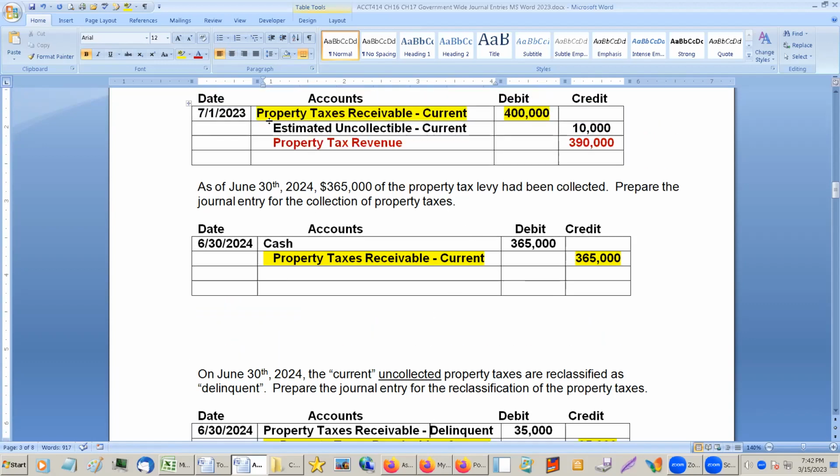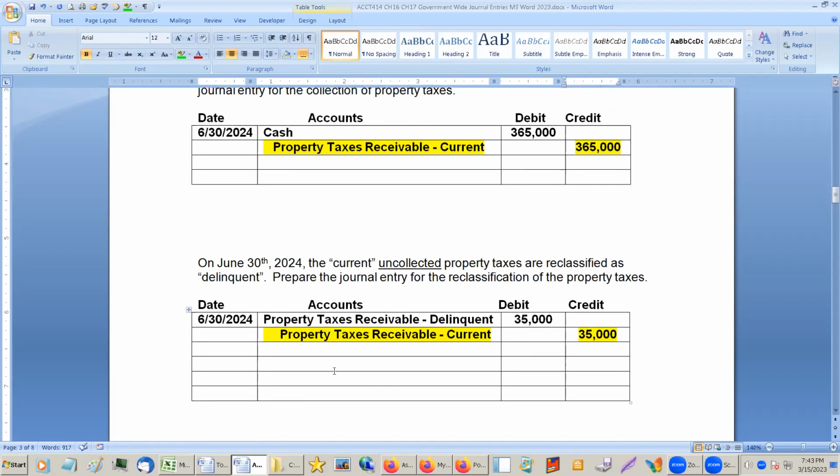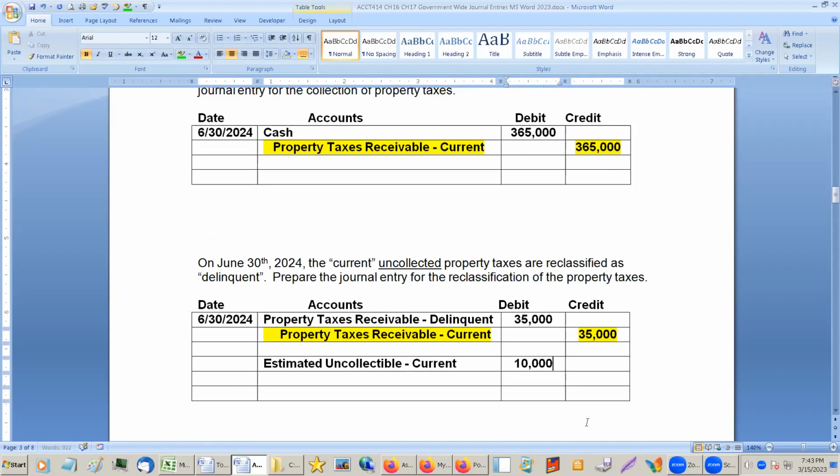Now, we also have to do the same thing for this. The estimated uncollectible current, these two go together. So this 10,000 now is for estimated uncollectible delinquent. That's a credit, so we have to debit it. So we have to reclassify this as estimated uncollectible delinquent.